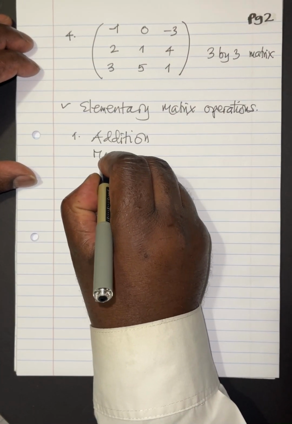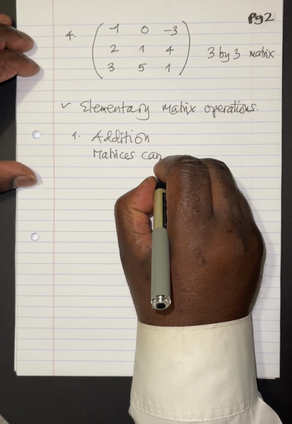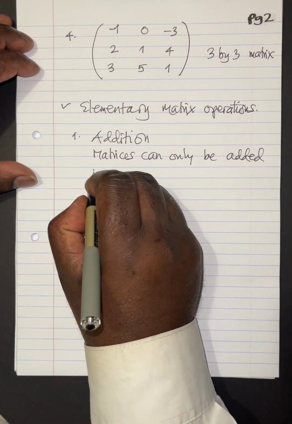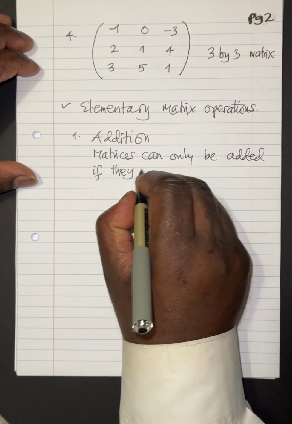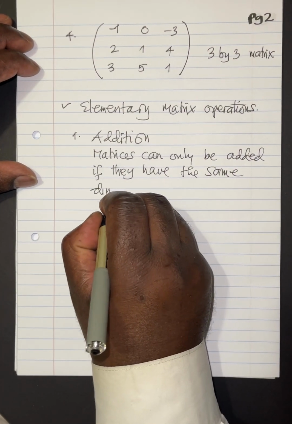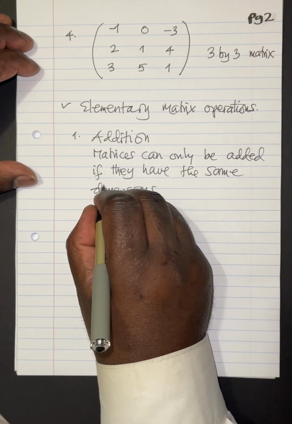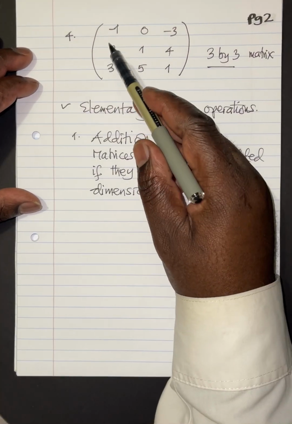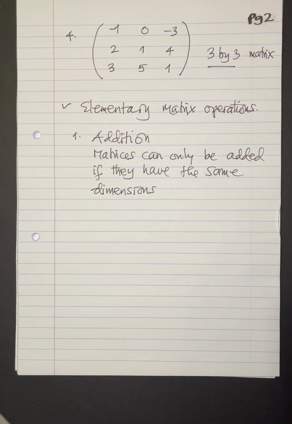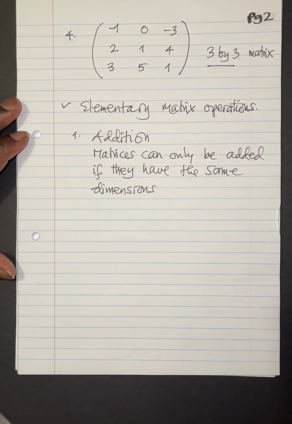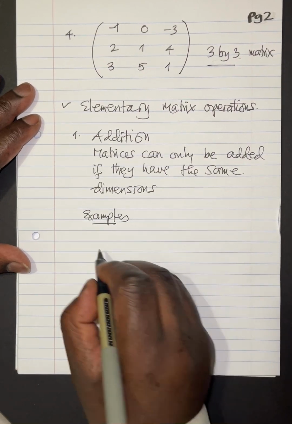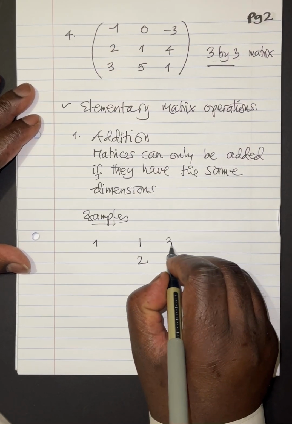So matrices can only be added if they have the same dimensions. What I mean by dimensions are these ones here that we write there. For example, this is the 3 by 3 matrix. So these are the dimensions of this matrix. So I'm saying here matrices can only be added if they have the same dimensions. Let me just give examples of matrices that can be added. Suppose we look at number 1. I have 1, 2, 3, minus 1.